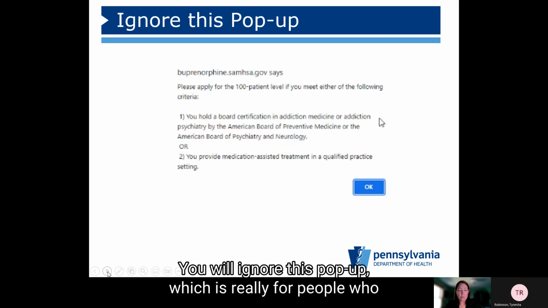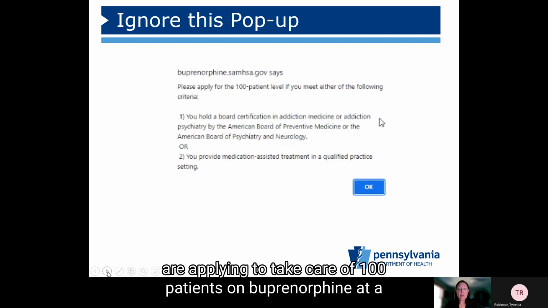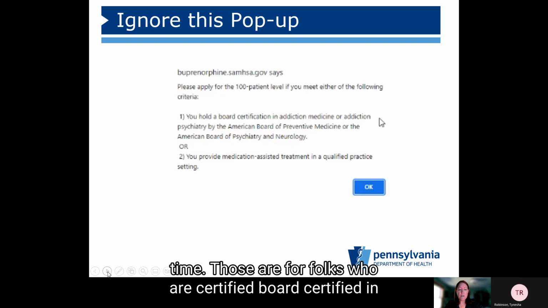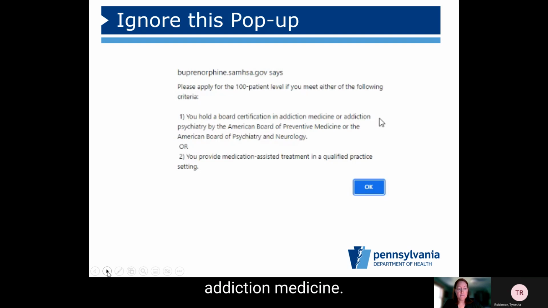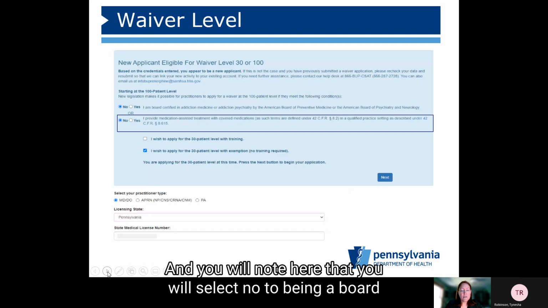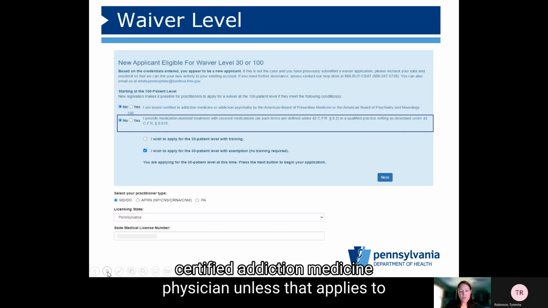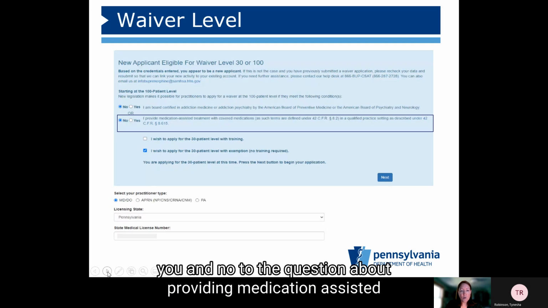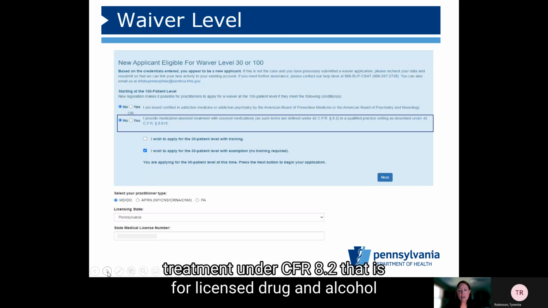You will ignore this pop-up, which is really for people who are applying to take care of 100 patients on buprenorphine at a time. Those are for folks who are board certified in addiction medicine. And you will note here that you will select no to being a board certified addiction medicine physician, unless that applies to you, and no to the question about providing medication assisted treatment under CFR 8.2.